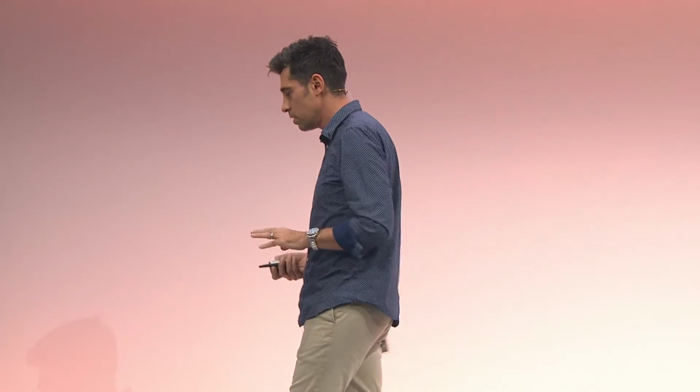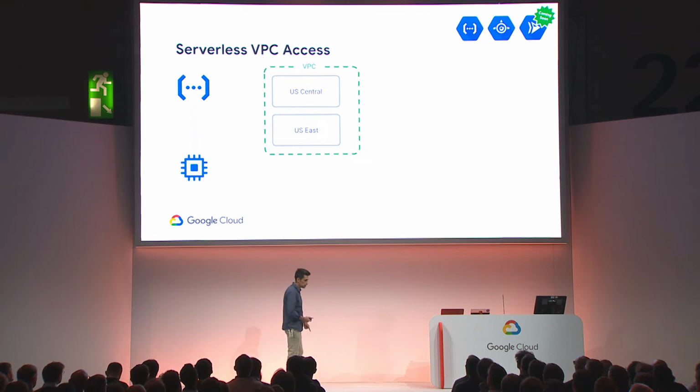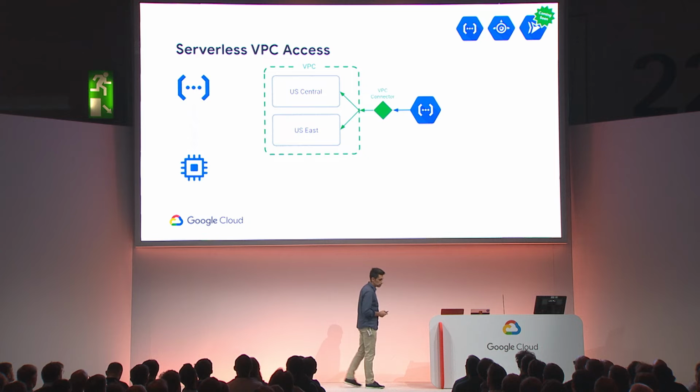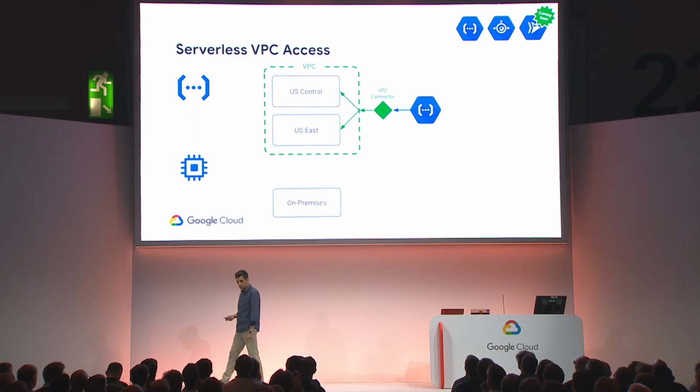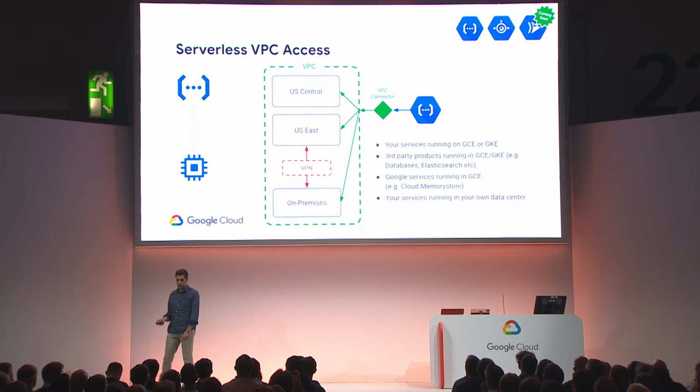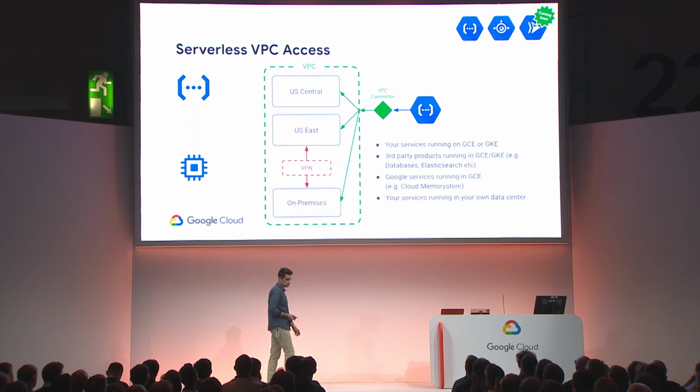So what that allows you to do, as I said, imagine you had resources in a couple of different regions in virtual machines or in Kubernetes clusters. You create a VPC boundary around that. Then your serverless infrastructure through a connector can connect into that VPC. And then if you have stuff on premises, you can then connect all the way back down through a VPN to your on-premises data as needed.